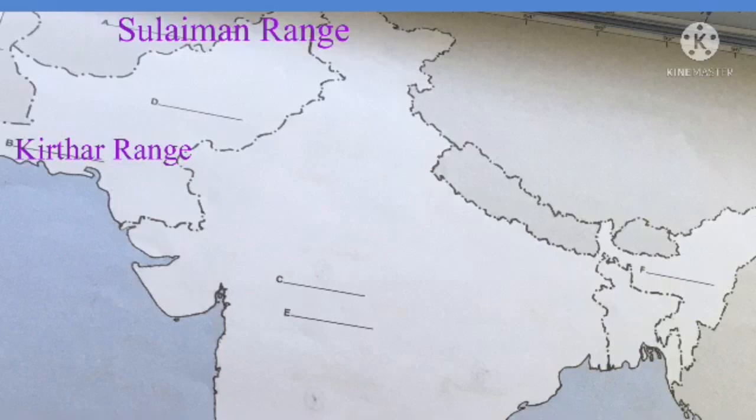Okay, what is the spelling of Suleiman range? S-U-L-A-I-M-A-N, Suleiman range, R-A-N-G-E. You have to write the Suleiman range in that dash. Next, B represents what? It is in the near west side. Okay, that is Kridar range, K-I-R-T-H-A-R, Kridar range. Suleiman and Kridar range, that is hills where people began to grow crops about 8,000 years ago.